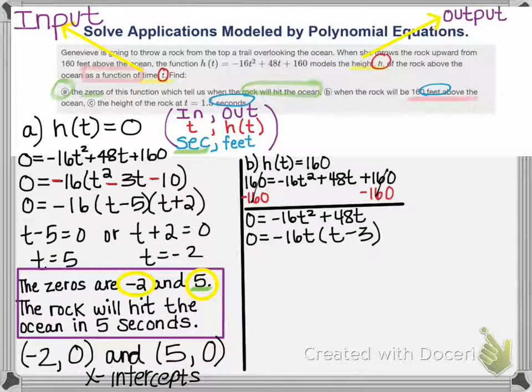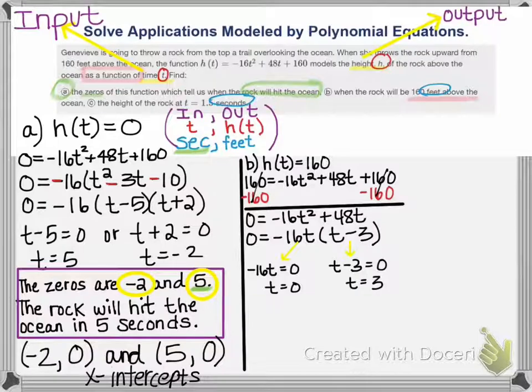Well, now my GCF is very important because it contains a variable. So when I use my zero product property, I set negative 16t equal to 0 and also t minus 3 equal to 0. So I get two solutions here, t equals 0 and t equals 3.